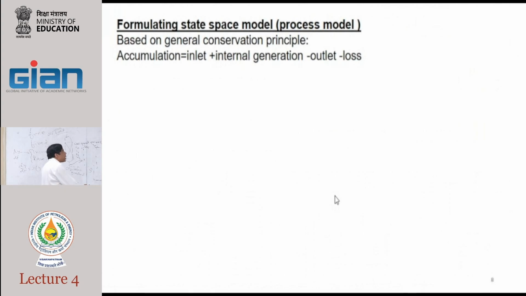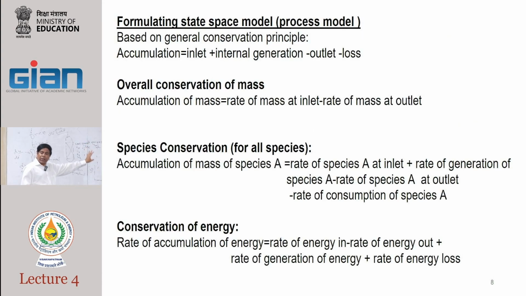Now we go to the actual process model and see how the real process model differs from that simple description that we had. First, think about how we write a process model. We write a simple thing: accumulation is equal to in plus some generation minus out minus loss, right? That's the standard way of writing that. So if I'm writing this for the mass, accumulation of the mass is whatever is in minus out, right?